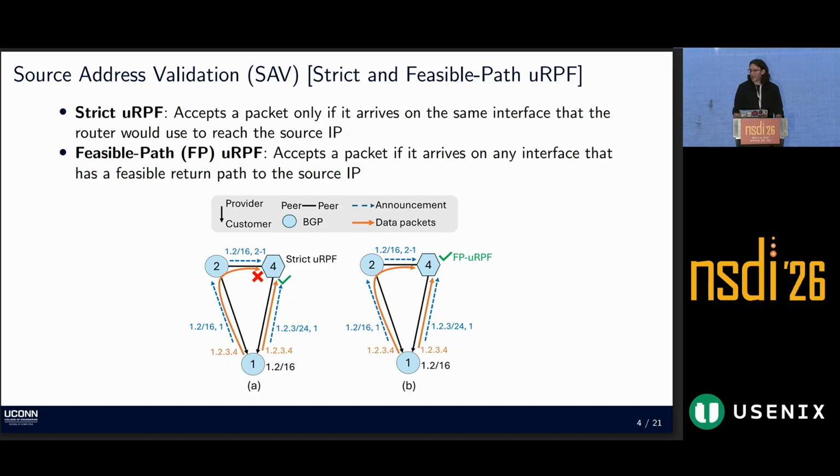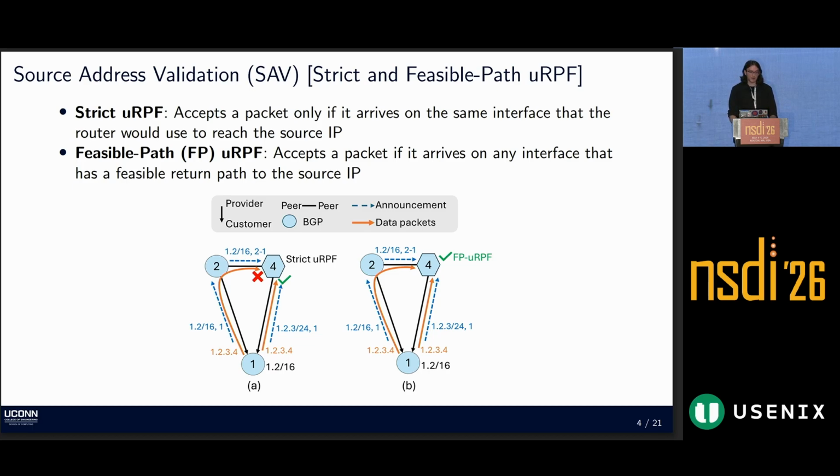Strict and feasible path URPF are two of the earliest SAV policies which were standardized. Strict URPF, shown in figure A here, will only accept packets if they arrive on the same interface that the router would use to reach the source IP address, meaning that strict URPF only works in symmetric routing conditions. It has no tolerance for asymmetric routing, which is very common on the internet. This leads to the main problem with SAV policies, which is false positives, or when it filters legitimate non-spoof traffic.